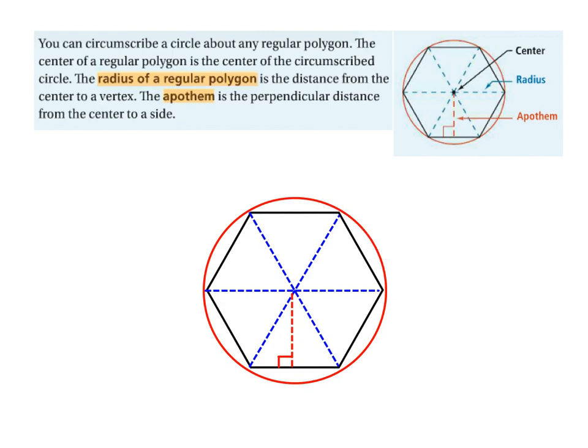The center of the regular polygon is the center of the circumscribed circle. The radius of a regular polygon is the distance from the center to a vertex. So the radius is the blue dashed line. It goes from the center all the way out to the edge, or to the circle. And the apothem is the perpendicular distance from the center to a side. So it goes from the center to the side of the shape. The radius goes all the way out to the circle that would circumscribe it. The apothem is from the center to a side.